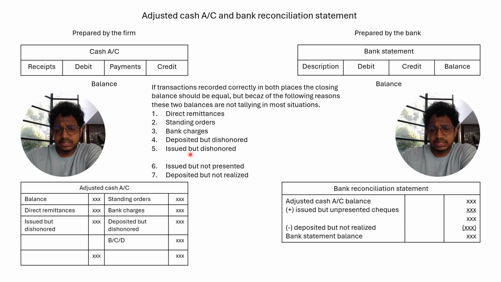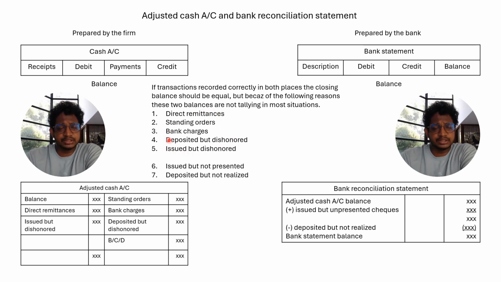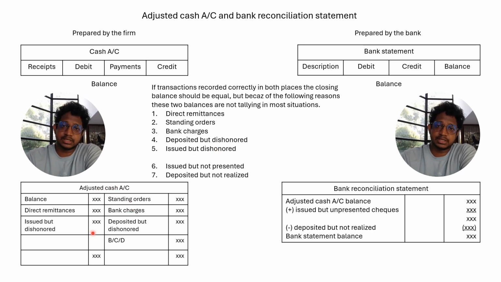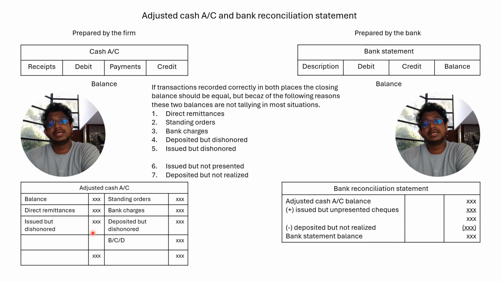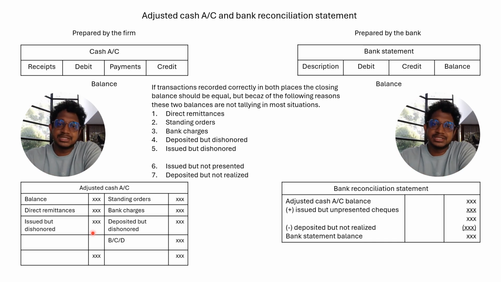After you record all these errors and omissions, these things can be adjusted on our own, because this cash account is prepared by the firm. The cash account prepared by the firm can also be adjusted by the firm, right? So the direct remittances, standing orders, bank charges, and dishonored checks, we adjust through our adjusted cash account. But the adjusted cash account balance still does not tally with the bank statement. What's the reason for that? Checks issued but not presented, and checks deposited but not realized.